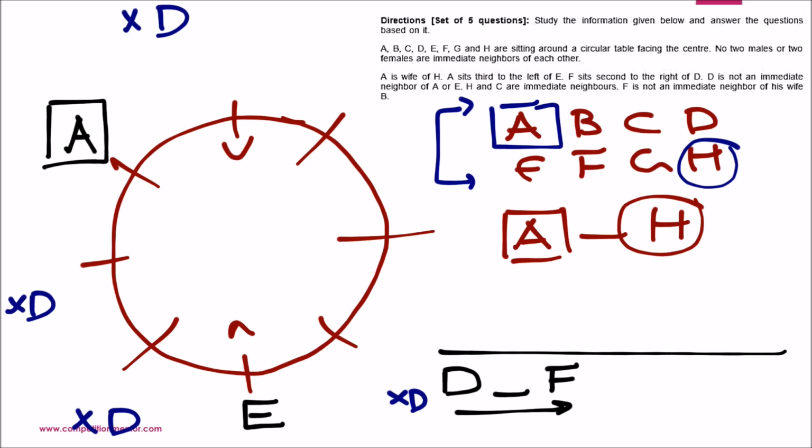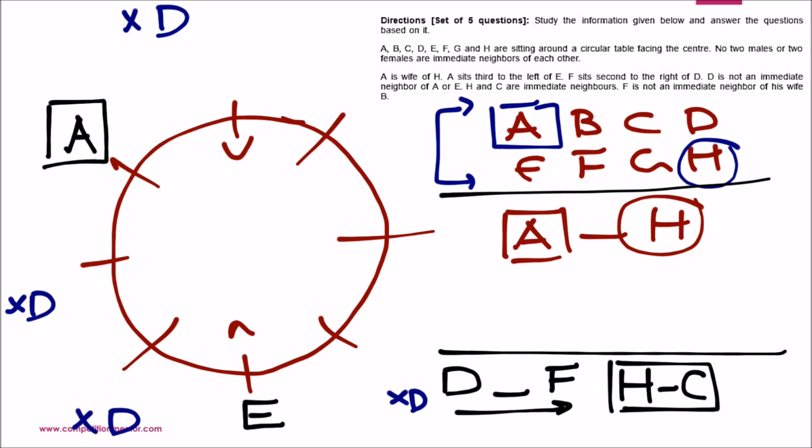So next, H and C are immediate neighbors. That's given. So again, H and C is not on our screen, right? So we'll put it here somewhere, H and C. And these are not the pair of any husband and wife, so that's why I'm keeping it out. And this is the information for husband and wife, right? So H and C are immediate neighbors.